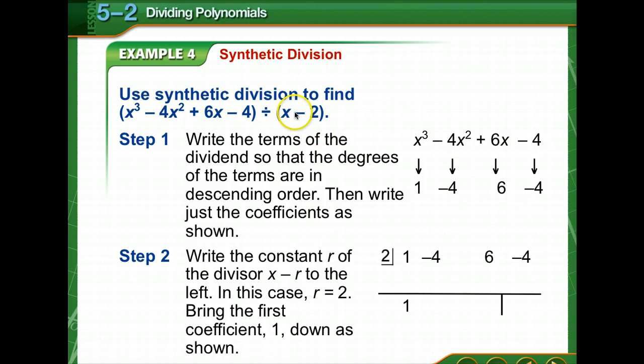Now, because this is x minus 2, we are going to take r equal to 2. We're wanting to write the divisor as negative r, so negative, negative makes it positive. Or just remember, whatever this sign is, do the opposite in the box. Normally, I draw a line all the way through this one because this is where you're going to find your remainder if you have any. Always bring the first number on down.